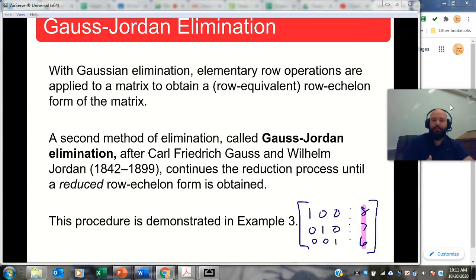And it continues until the reduction process, until we obtain what is called reduced row echelon form. The reason why it's called reduced row echelon form, also known as the identity matrix, is because you can see there's no numbers here or here, whereas row echelon form just had that stair step pattern. So reduced row echelon form is a little bit more powerful of a form because we can get our answer right away from it.